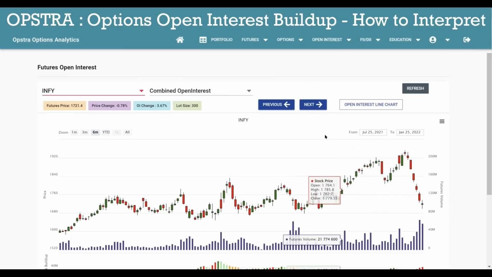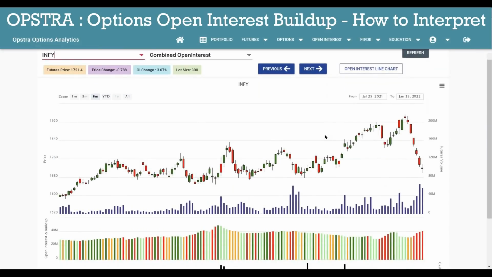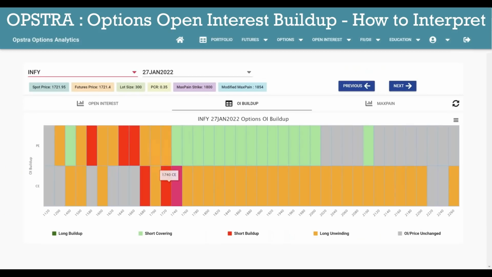So that's what I would suggest: look at these two, the price action as well as the signal that you might get from your system, and see if that signal is in sync with this options OI buildup. If you combine both, then your probability of success will be much higher than just going by one signal.